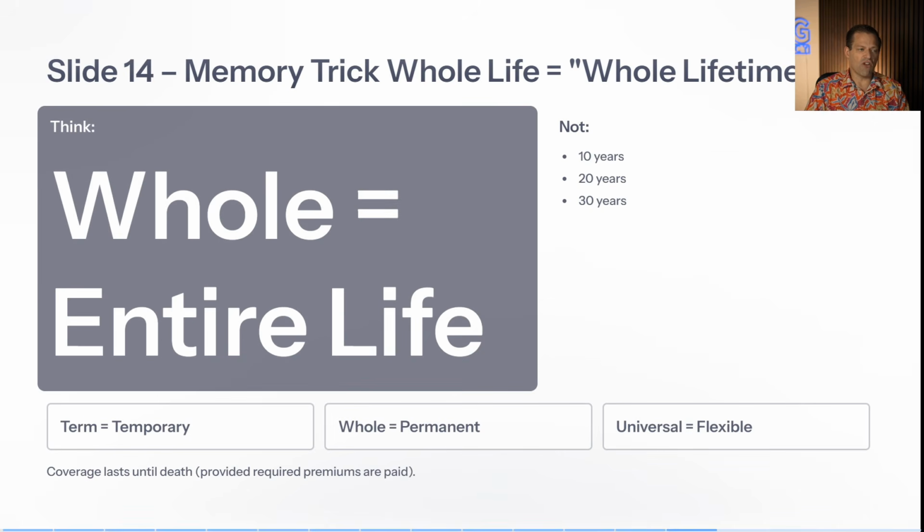So again, memory trick, whole life is your whole lifetime, your entire life. Term is 10, 20 years. Whole life is not for a shorter period other than your whole life, okay?